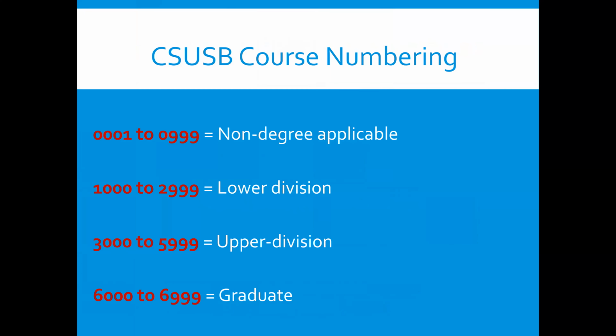When you're selecting your classes, make sure that you're paying close attention to the class numbering because they'll indicate what kind of class they are. Anything that you see below the 1,000 level, it's a non-degree applicable. From 1,000 to 2,999, it's lower division. Anything between 3,000 to 5,999 is upper division. Anything above 6,000, it's considered graduate level.